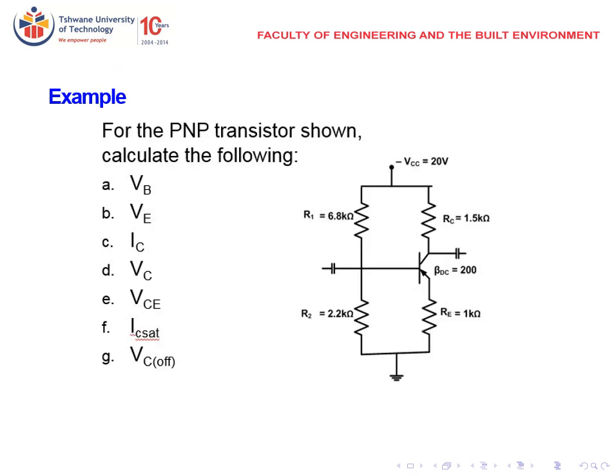Okay, we have a similar circuit again, but here we are now using a PNP transistor. If you notice the arrow on your transistor, it's pointing in, meaning from P to N. So it's a PNP transistor that's used in here. So for a PNP transistor, you notice that VCC is negative.